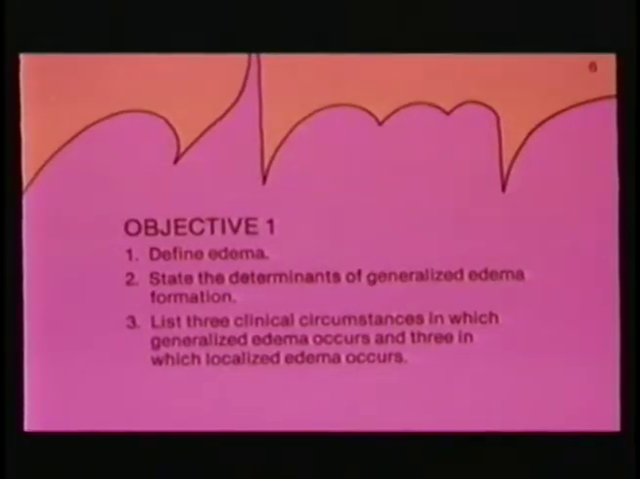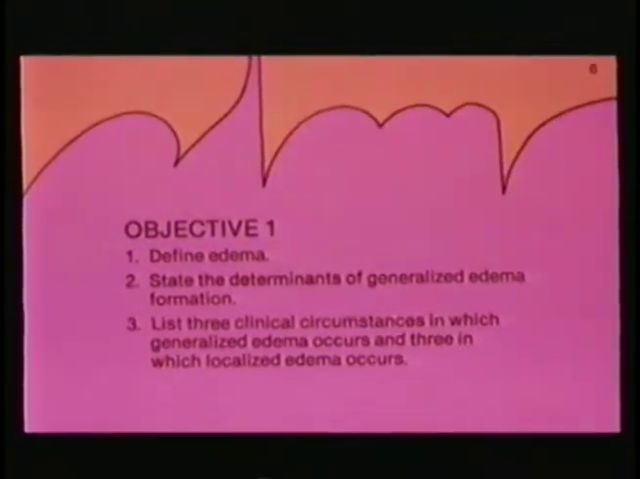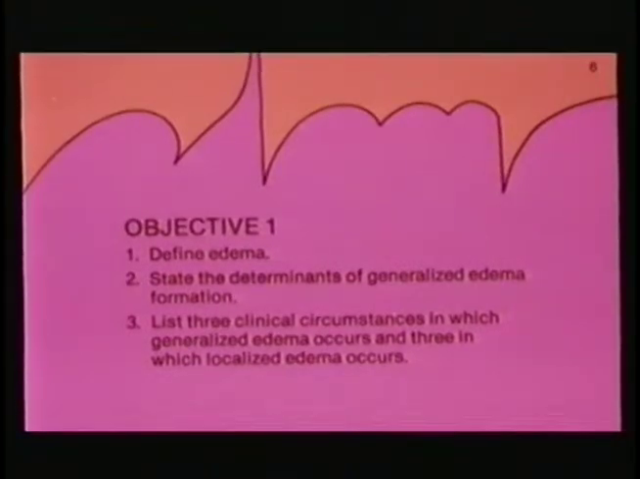6. Your first objective is to be able to: 1. Define edema. 2. State the determinants of generalized edema formation. And 3. List 3 clinical circumstances in which generalized edema occurs and 3 in which localized edema occurs.